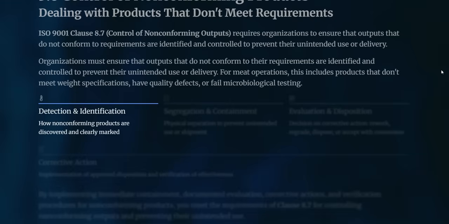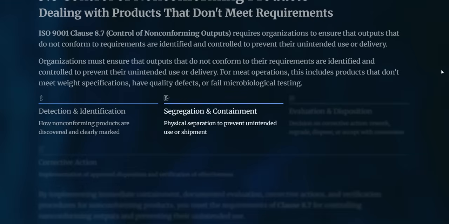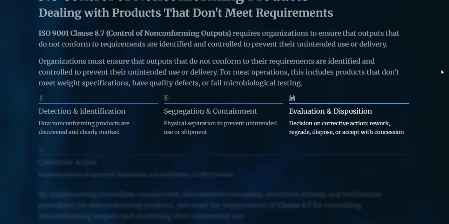Secondly, after detection and identification, you move to segregation and containment. And here, this stage includes physical segregation to prevent unintended use, like I just said, or shipping it to customers. And after that, you move to evaluation and disposition. In this stage, include decisions on corrective actions.